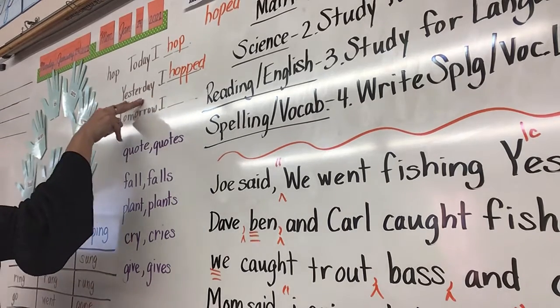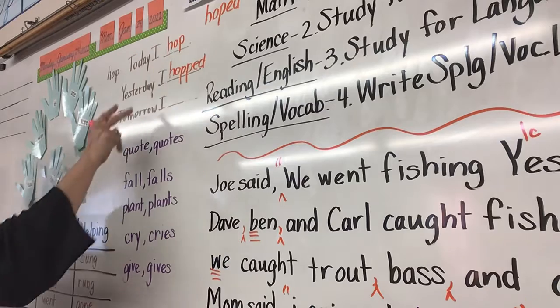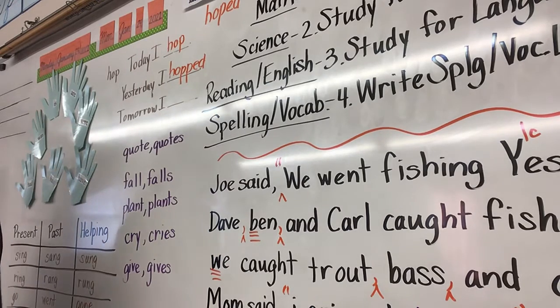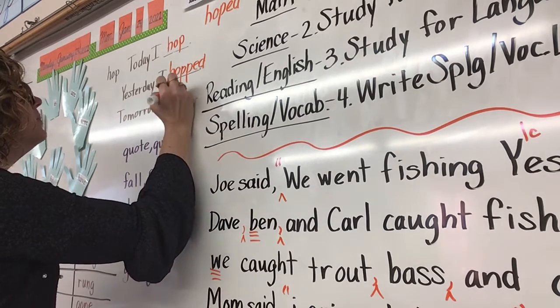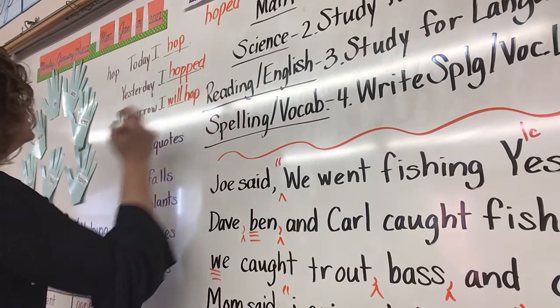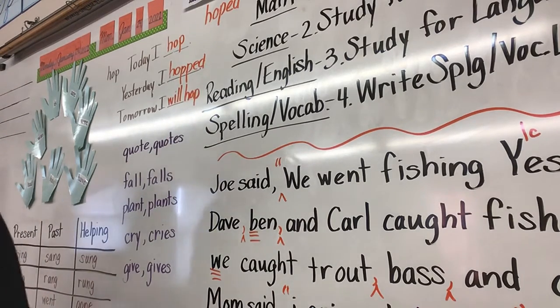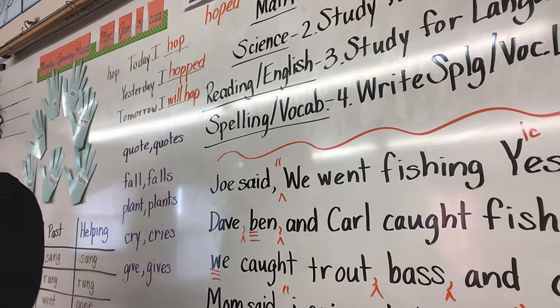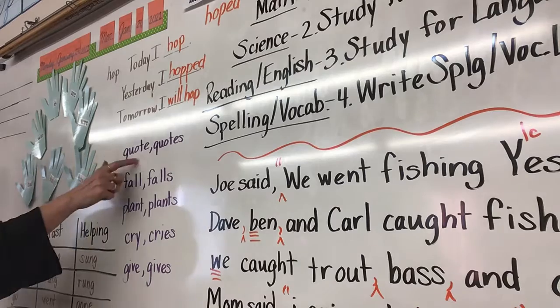But that is for past tense. Yesterday I, that's the one where you add ED. But tomorrow I will hop. So you're going to put the word hop, but you're going to put the word will in front of it. So you need to know that, okay? One more thing you'll have to do is making your subject and your verb agree. So if the subject is singular, you need to use the verb that, what? Has an S or an ES. If the subject is plural, then you use the verb that does not have the S or ES.